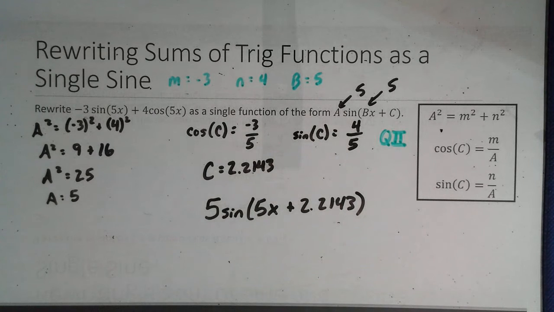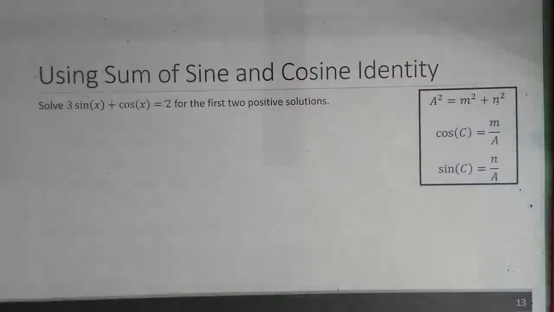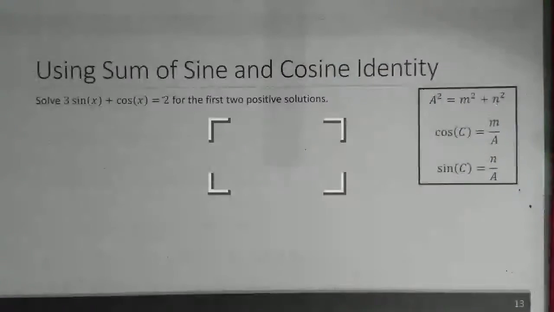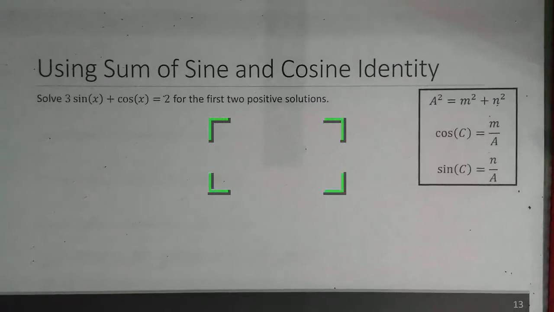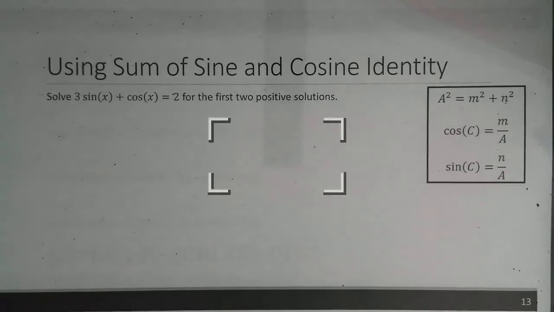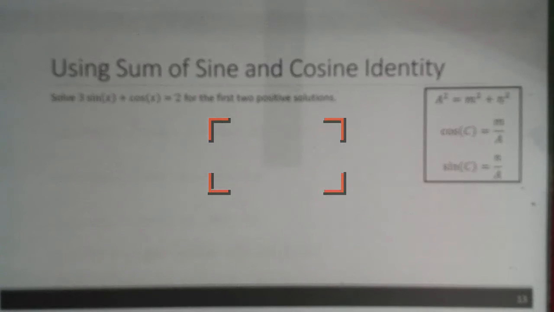It's all fine and dandy that we can do this, but why is that important? Well, let's try to solve an equation. If we want to solve 3 sine of x plus cosine of x equals 2, and we're going to look for the first 2 positive solutions.